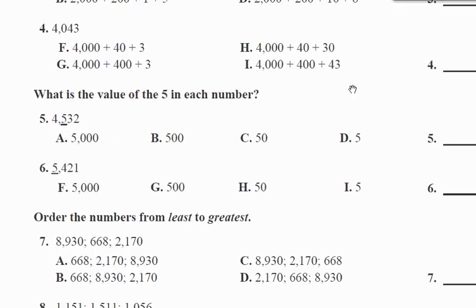5 and 6. The number that's underlined. What value is it? So number 5, I have 4,532. What value does a 5 have? But look what I just said. I said 4,532. What value does a 5 have? 500. Just say it out loud. And what number do you say when it comes to the number that's underlined?